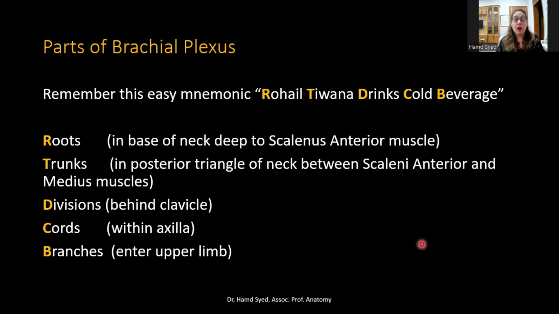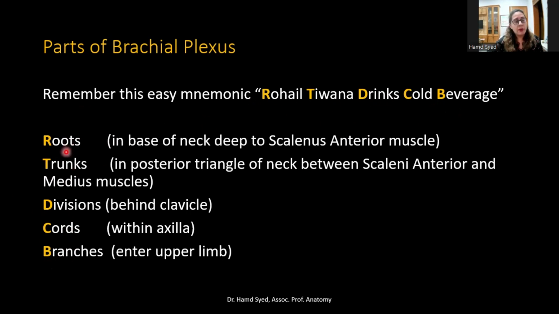Now, if we want to keep in mind the parts of the brachial plexus, we have a mnemonic, and this is the mnemonic: Ruhail Tivana drinks cold beverage. Now, you can replace the name by Robert Taylor or whatsoever makes you easily remember. We can see the first letter of each word in this sentence represents the parts of the brachial plexus. So R is for the roots, T is for the trunks, then D is for the divisions, C is for the cords, and the last letter, which is B, is for the branches. These are the parts of the brachial plexus in sequence.